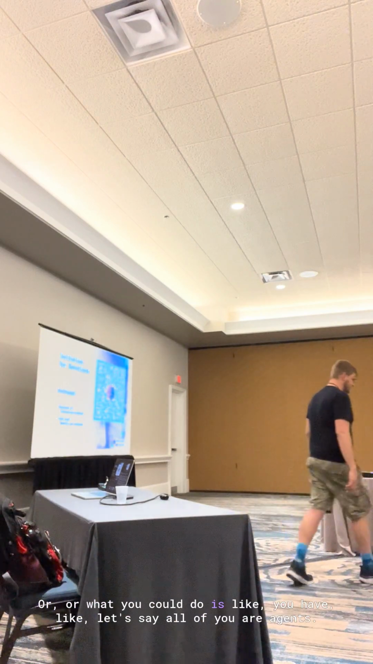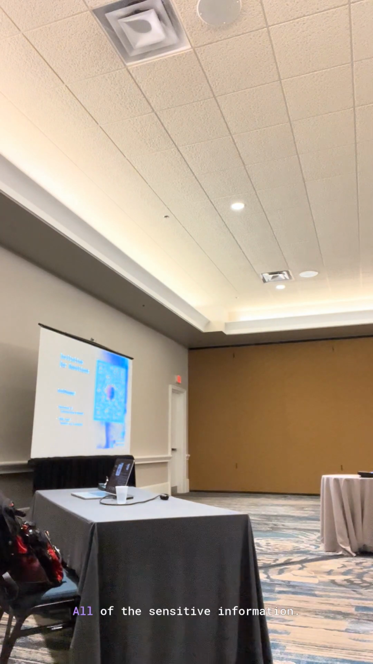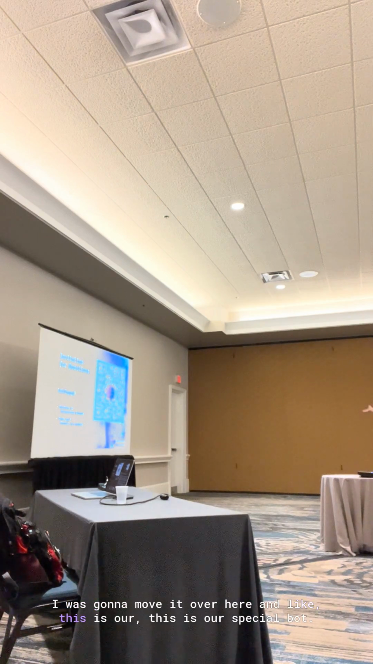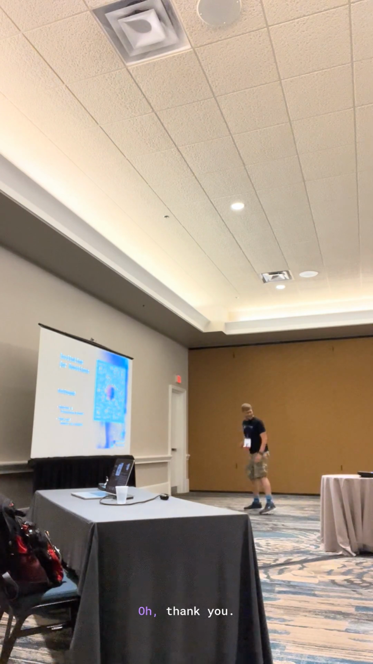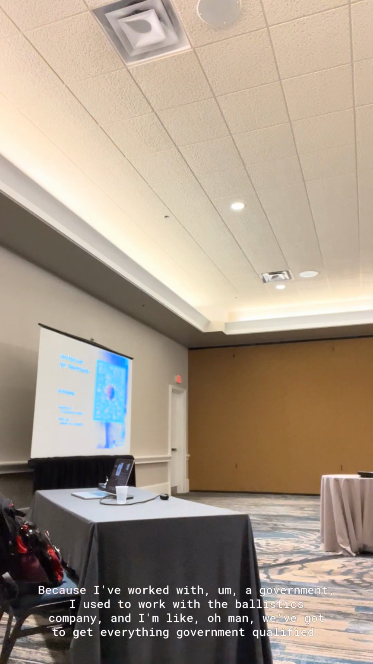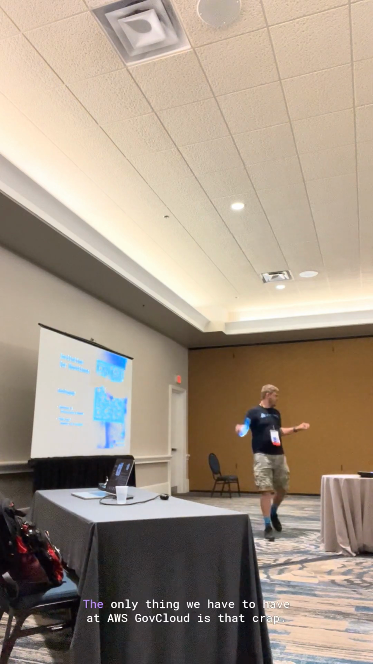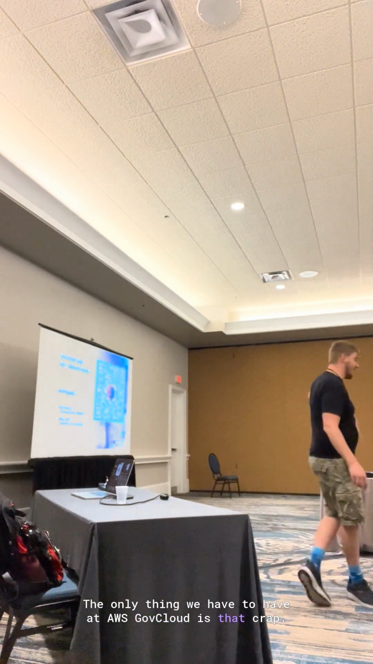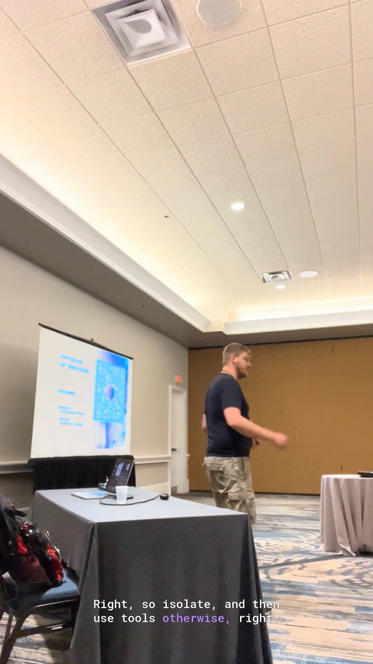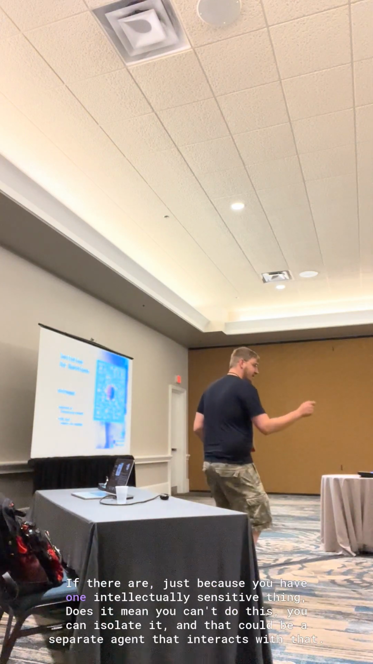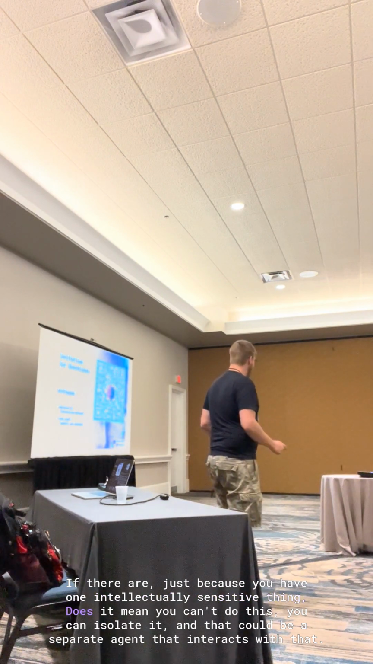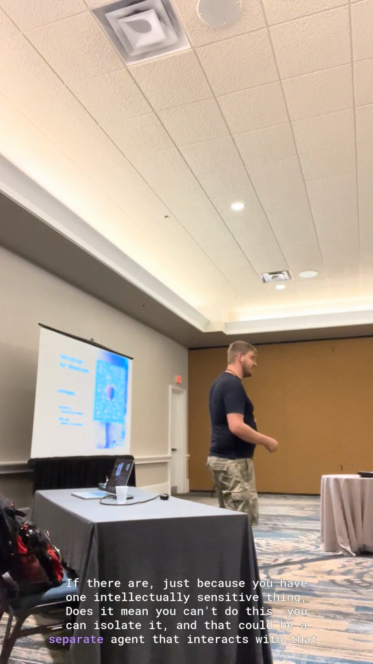Or what you could do is, let's say all of you are agents, with all the sensitive information. Sure, that's a terrible example. I was going to move it over here and say, this is our special bot. I used to work with a ballistics company, and we had to get everything government qualified. It's like, no. Ballistics calcs go over here, everything else is over here. The only thing we have to have in AWS GovCloud is that part. So isolate and then use tools otherwise. Just because you have one intellectually sensitive thing doesn't mean you can't do this. You can isolate it, and that can be a separate agent that interacts.